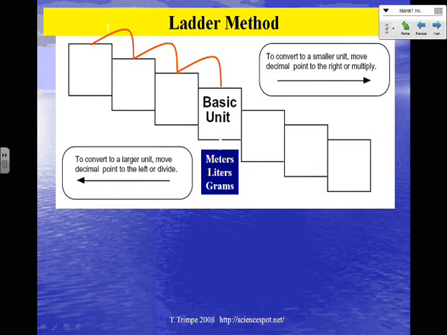Now, the way we're going to learn how to convert measurement, where if I measure something in meters but somebody else needs it in kilometers, this is going to teach us how to make that conversion. If I've measured something in grams but I really need it in milligrams, we'll be able to make that conversion. And we're going to use the ladder method.